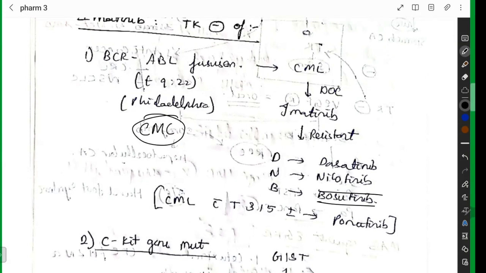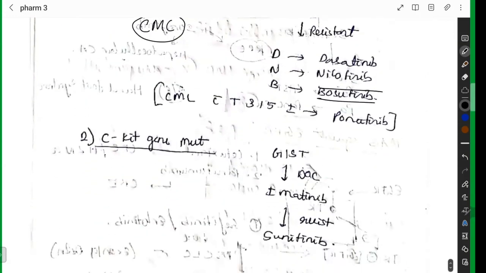Clear, right? Next, you are going to have c-KIT gene mutation. Where will you see c-KIT gene mutation? You're going to see KIT gene mutation in GIST, gastrointestinal stromal tumors, as well as you're going to see in case of what? Can you tell me in which case you're going to see your c-KIT tumor? In your Burkitt's lymphoma also, you're going to have KIT mutation. So in those conditions, the drug is going to be your imatinib. If imatinib is contraindicated or resistance, then you're going to go for sunitinib.